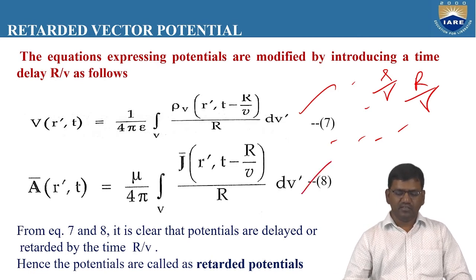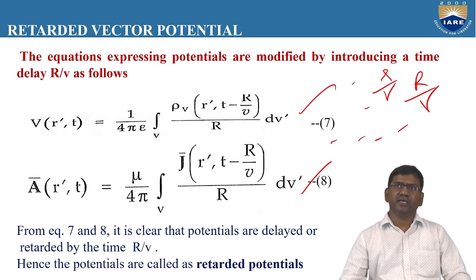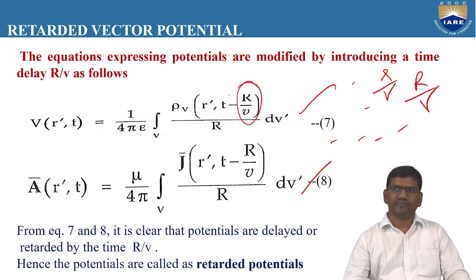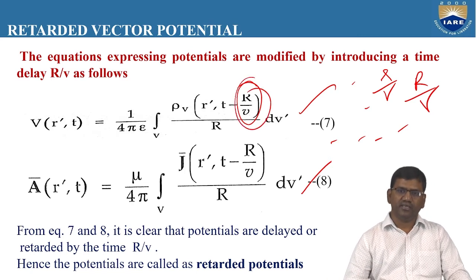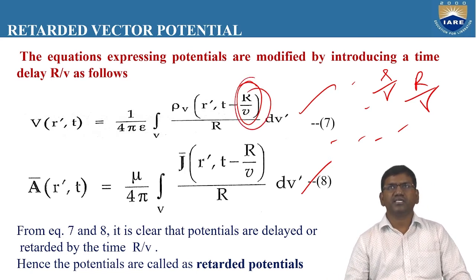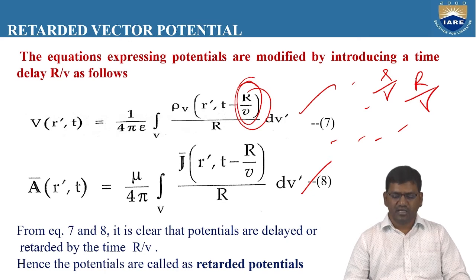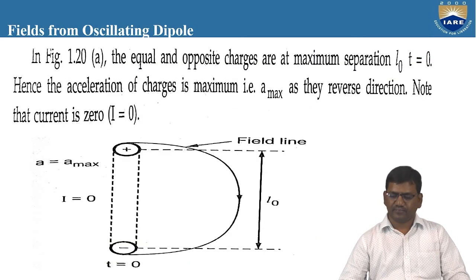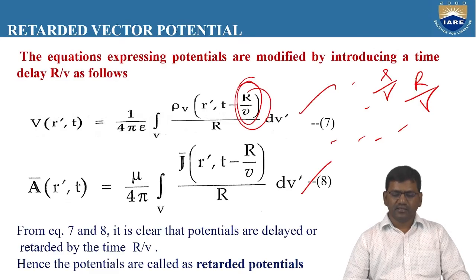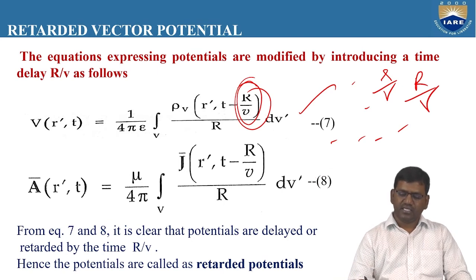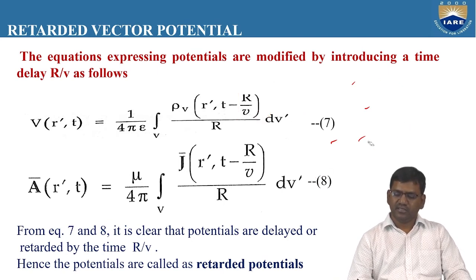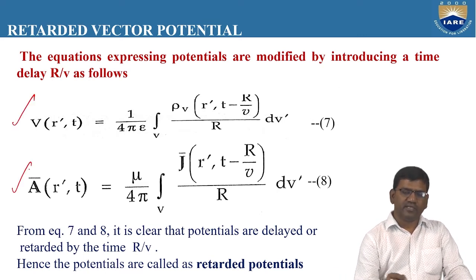So these equations 7 and 8 are delayed by the time interval of R by V. These are the potentials which reach the distant point P after a time delay of R by V. Hence, these potentials are called retarded potentials. These are the expressions of the retarded vector potential. So let us conclude this retarded potential concept. These are the expressions to find the electric scalar potential and the magnetic vector potential.